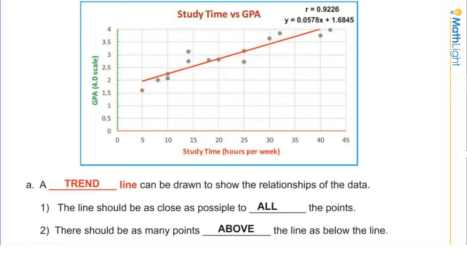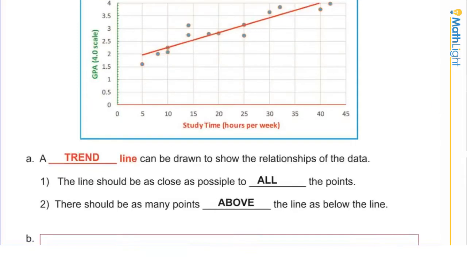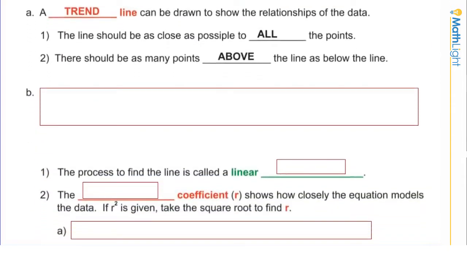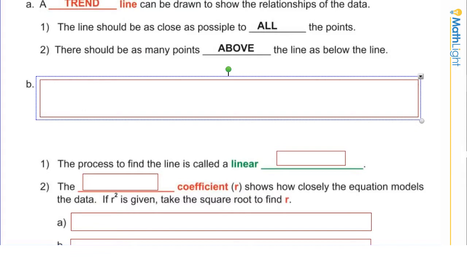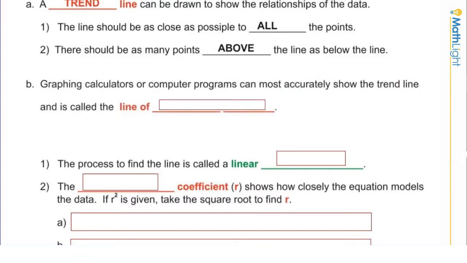Okay, now if you were to use a computer or Excel graphing program, then we're no longer going to call it a trend line. We're now going to call it the line of best fit. So a graphing calculator, computer program, or Excel can most accurately show that trend line, and now we'll call it the line of best fit. All right, the process to find the line of best fit is called a linear regression.